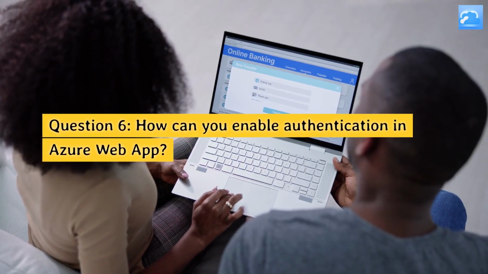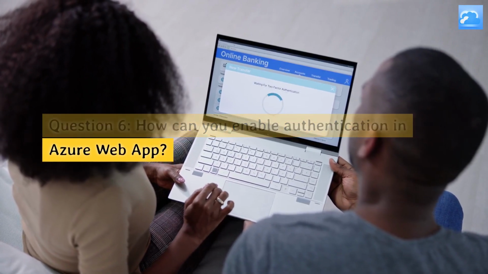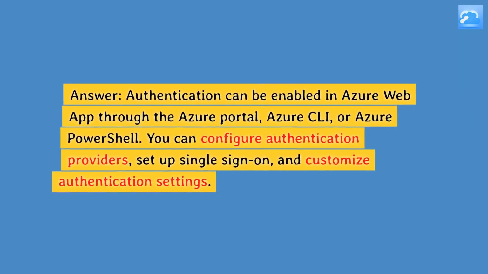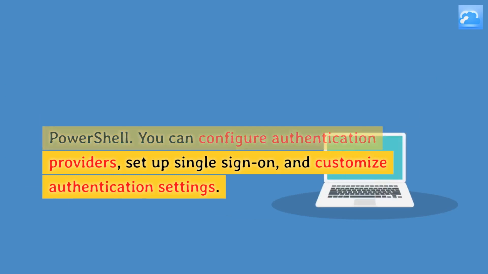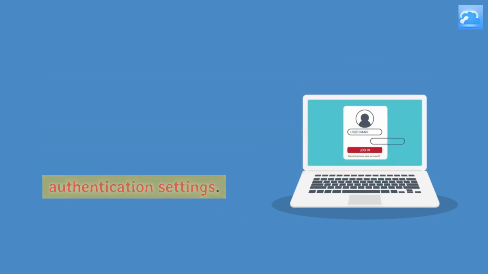Question 6. How can you enable authentication in Azure Web App? Answer. Authentication can be enabled in Azure Web App through the Azure portal, Azure CLI, or Azure PowerShell. You can configure authentication providers, set up single sign-on, and customize authentication settings.